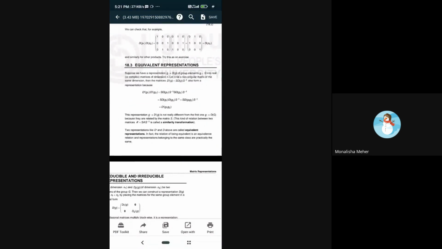Then equivalent representation. If you have A' equal to S A S inverse, this is a similarity transformation. So if you have a representation D(G) of group elements g belonging to G into real or complex matrices of dimension n, let S be a non-singular matrix of the same dimension, then the matrices D'(g) = S D(g) S inverse also form a representation, D'(g1 g2).